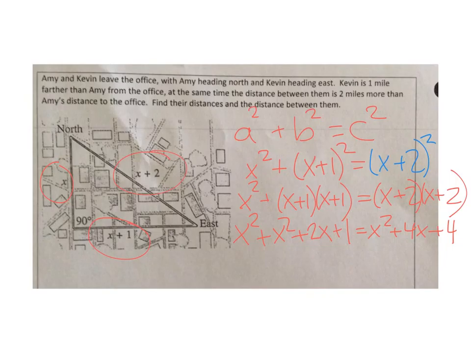And then as I go to clean this up, if I subtract x squared, that's going to take away an x squared on each side. And then if I subtract 4x and subtract 4, that's going to give me x squared minus 2x minus 3 equals 0. And now I'm down to factor status. I can factor it and solve for x.